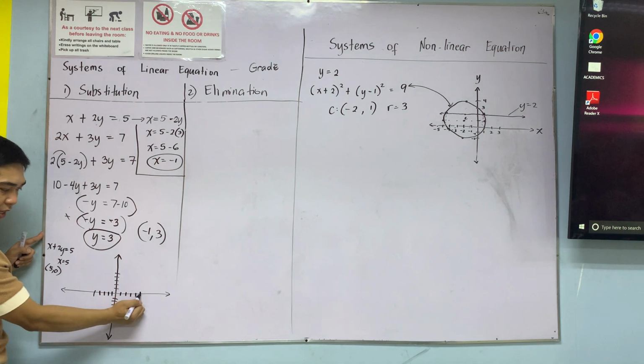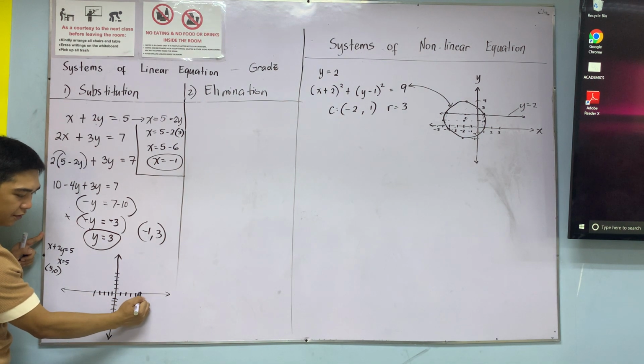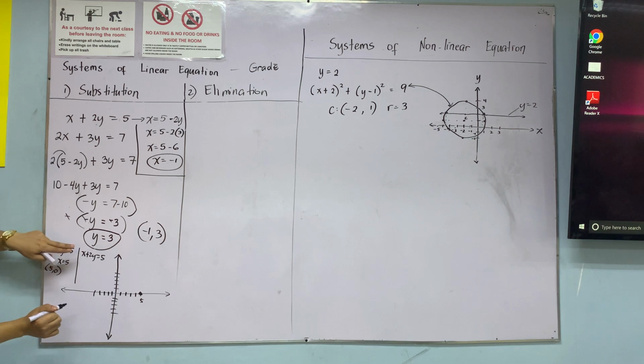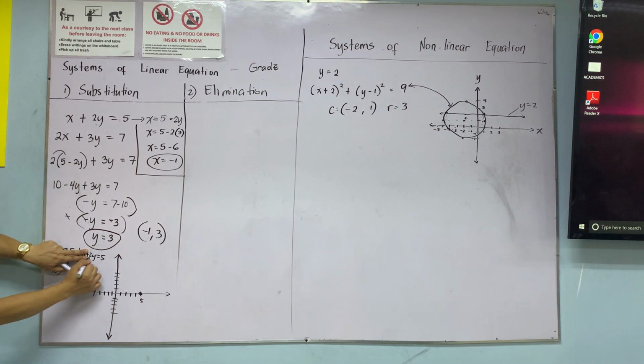5, 0. Dito na. 5, 0. Yan yung x-intercept. Now, if sa y-intercept naman, let x be 0. So, x plus 2y pa din is equal to 5. If x is 0, i-divide na lang natin to ng 2. So, ang y natin ay 5 over 2.